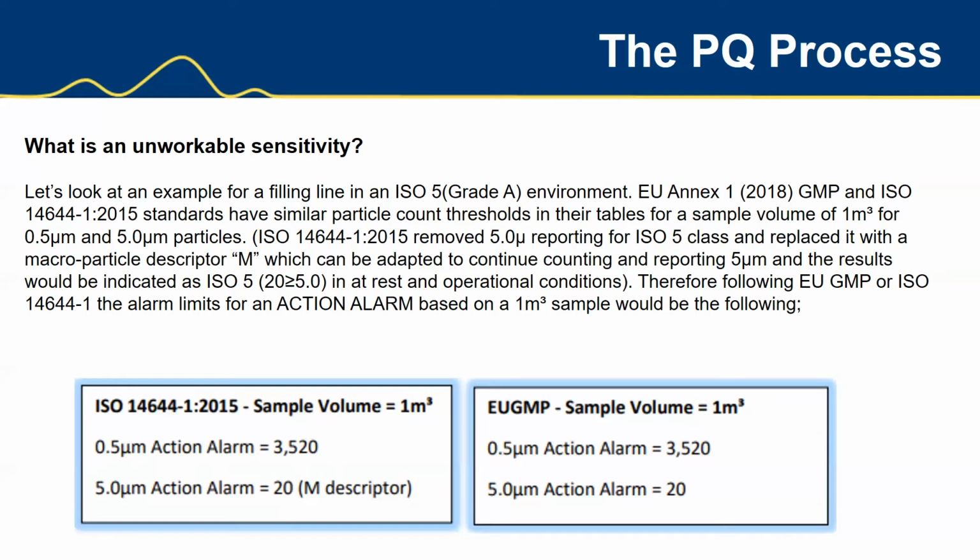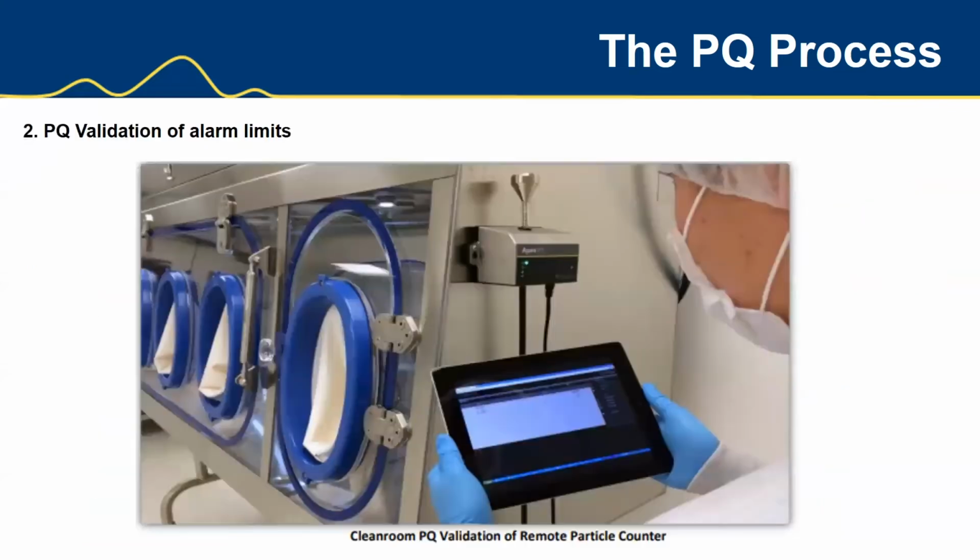You got to be looking at trends. And this is where you work your PQ. You can start putting in your trends. You can start looking at validating the alarm limits. The second key element of a PQ I'd strongly recommend is the validation of alarm limits. What do I mean by that?